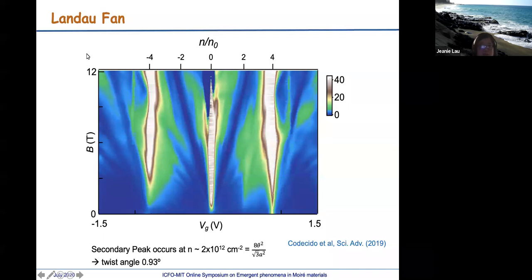You take this piece of graphene and cool it down here in the helium-3 fridge. Sorry, actually this is taken in the pumped helium-4 fridge, so this data is taken at 1.5 Kelvin. Here we're plotting the longitudinal resistance of the device in color. The brownish white color corresponds to high resistance, and the blue color corresponds to low resistance. We're plotting the resistance as a function of magnetic field and gate voltage.